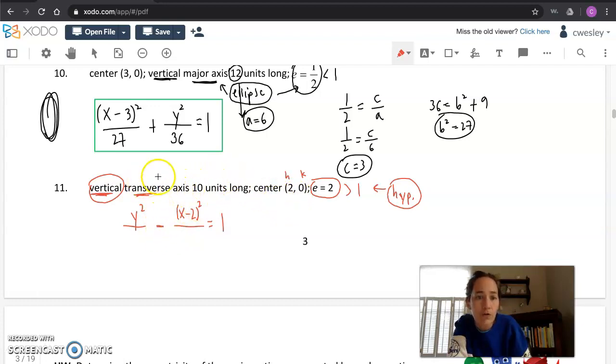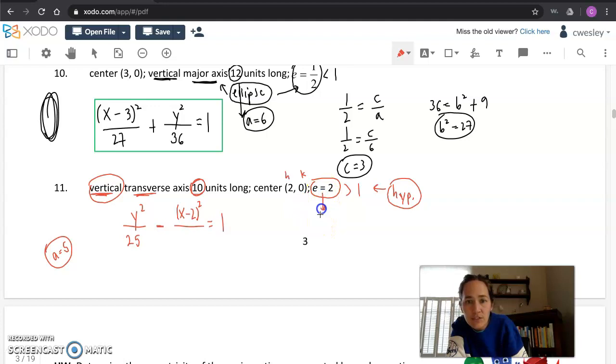Ooh, and vertical transverse axis, 10 units long. The whole entire thing is 10 units long, so half of it is going to be a. We'll say that a equals 5. We can put 5 squared with the y's. We'll put a 25 as our first denominator. Now time to get b.